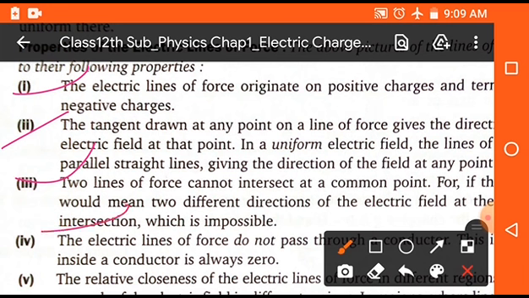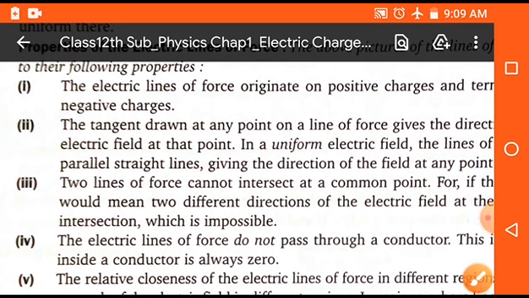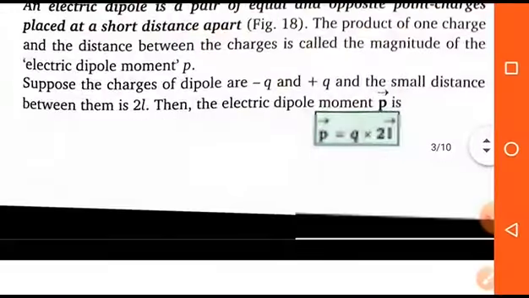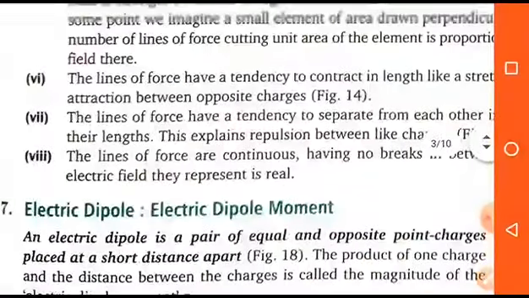Next, electric field lines do not pass through the conductor. It means that they only pass outside the conductor. So these are the properties of electric field lines.